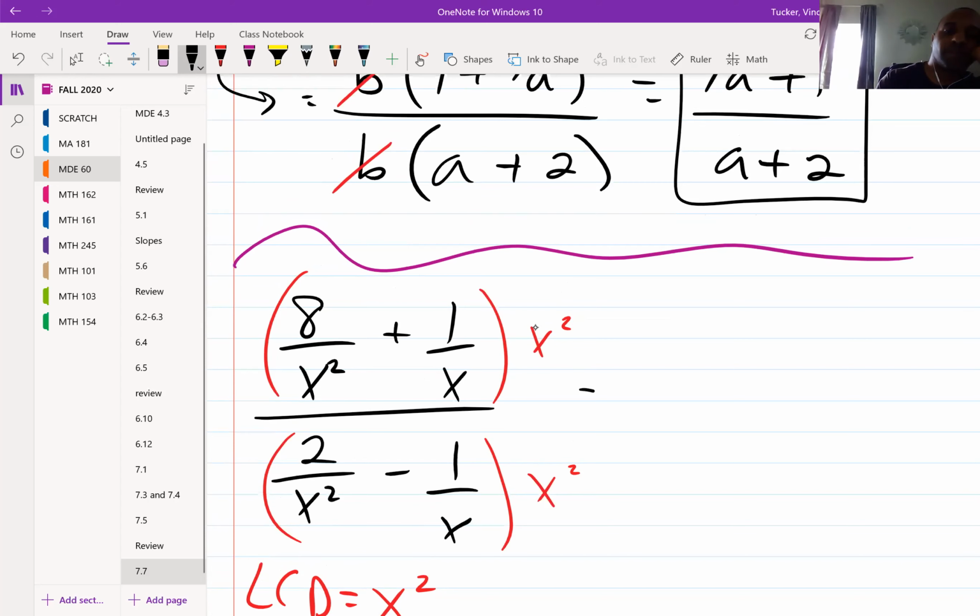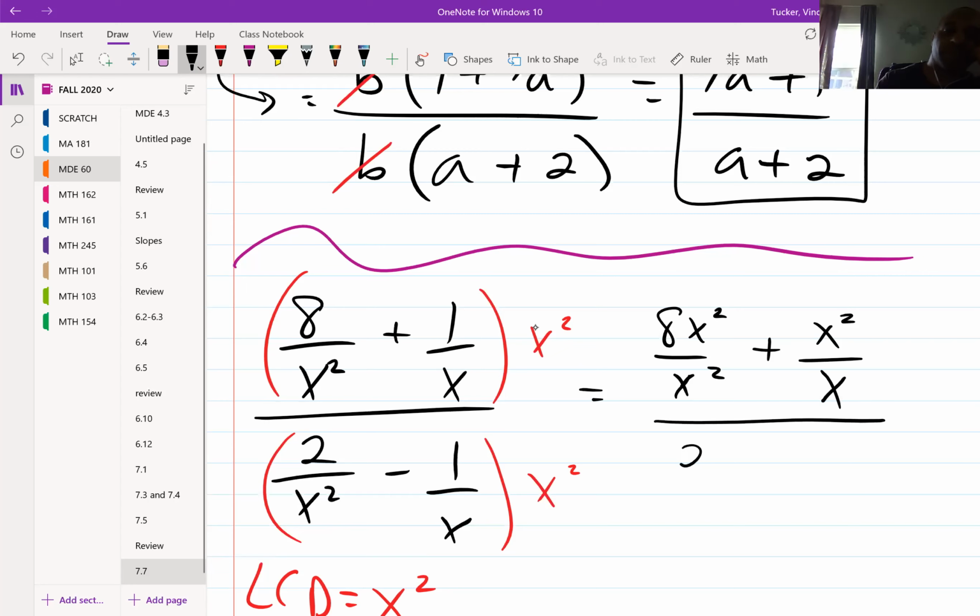Go slow on this one. You said go real fast? All right, gotcha. So you're just going to multiply each numerator by that x squared. Okay, x squared gets multiplied by both of them. Yep, every single term. The ones on the bottom as well. So that's what we're looking at.